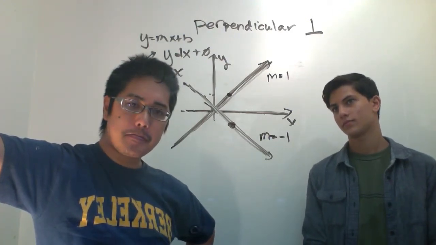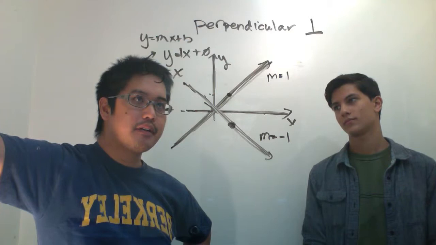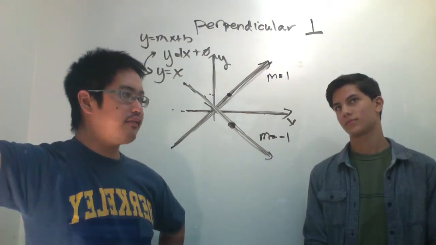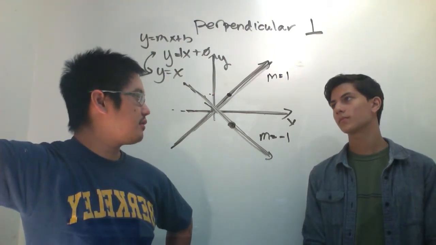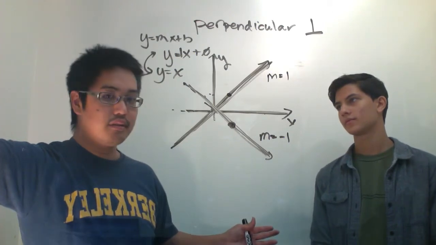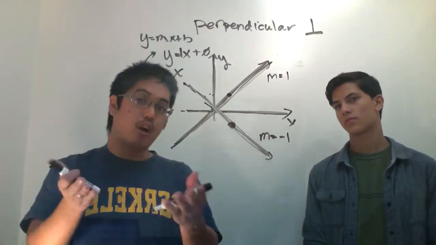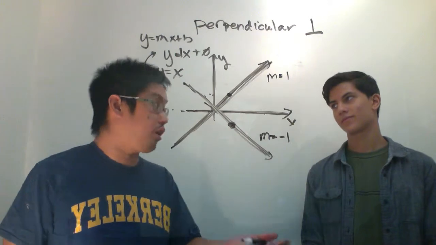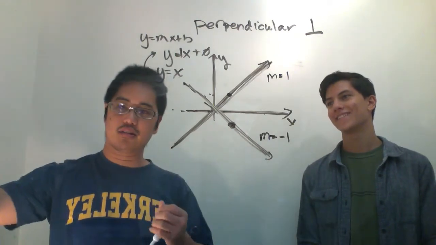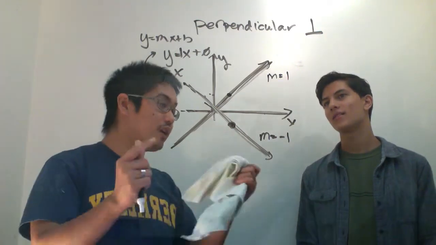Okay. I agree. So perpendicular lines have slopes that are negatives of each other. Okay. That's what we've concluded. Yeah. That's wrong, but it's a good start. Okay. I like that start. You're halfway there.